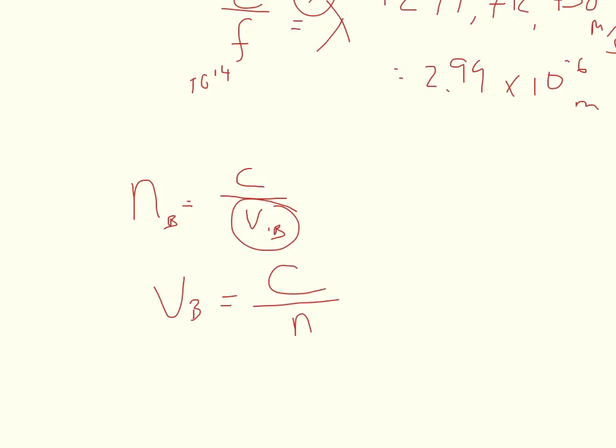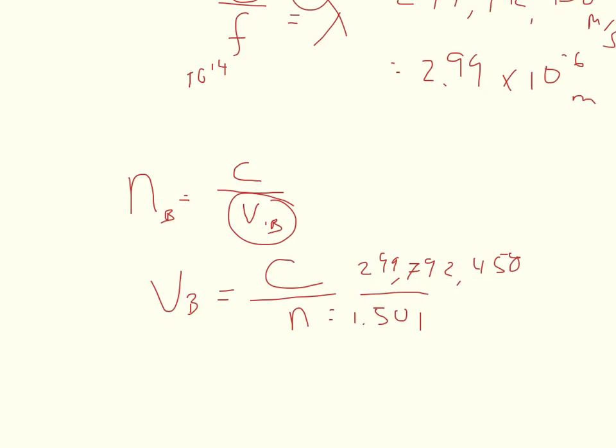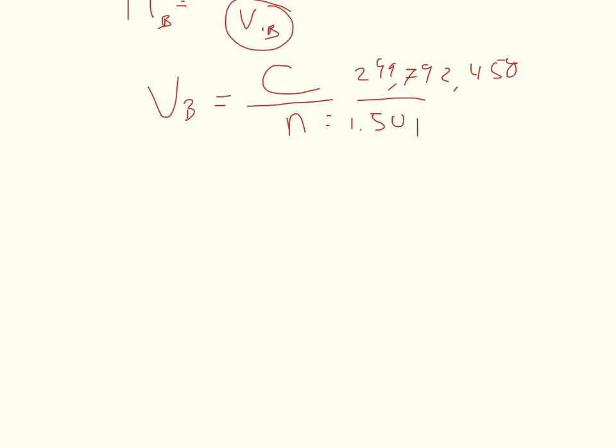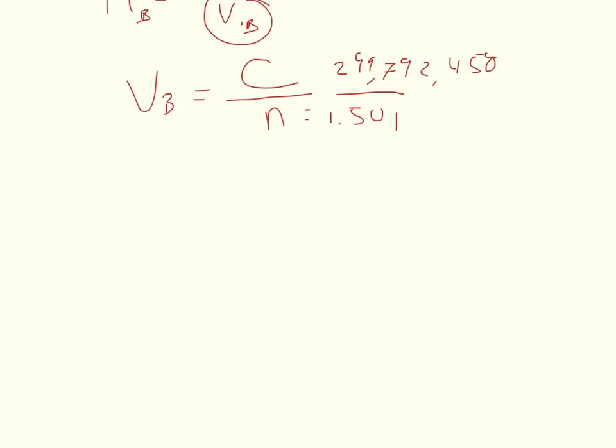It tells us what the index of refraction is. It says that it's equal to 1.501, and the speed of light we got is 299,792,458 meters per second. And so we have the velocity in benzene, and so we can use the velocity. The velocity is equal to the wavelength times the frequency. It's asking us to solve for the wavelength, and so we have to know what the frequency is.